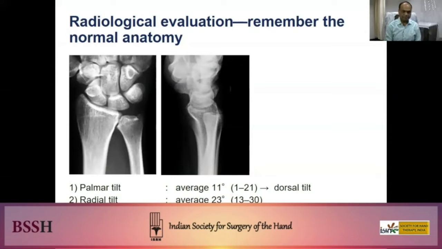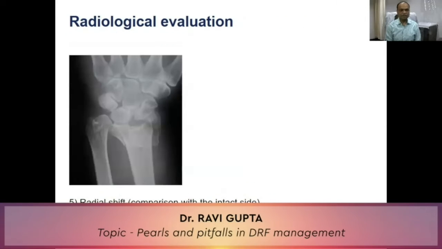For example, there is a palmar tilt, which averages 11 degrees, and a radial tilt, average 23 degrees, and there is a radial length of approximately 10 millimeters. The radius is longer compared to the ulna, and there is an ulnar variance, which may be plus or minus 2 millimeters. This is normal. The other terms we use are radial shift, which we see in comparison with the opposite side, and articular congruity, that is, the step if there is an intra-articular fracture.